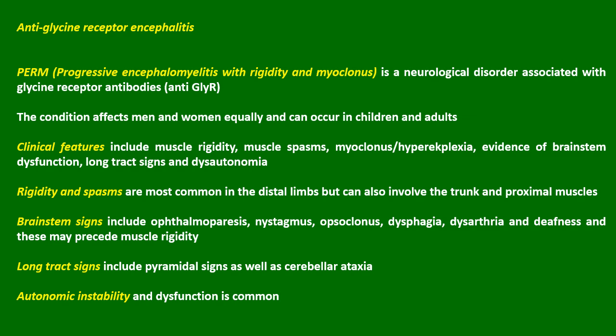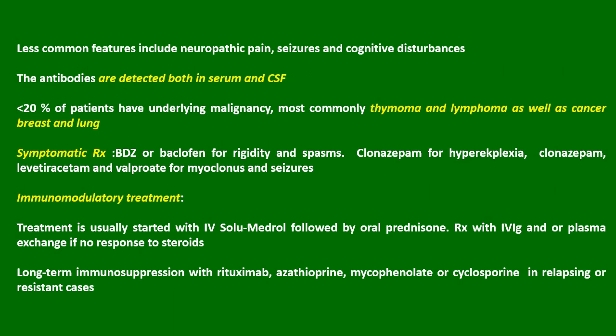Brainstem signs include ophthalmoparesis, nystagmus, opsoclonus, dysphagia, dysarthria, and deafness, and these may precede muscle rigidity. Long tract signs include pyramidal signs as well as cerebellar ataxia. Autonomic instability and dysfunction is common. Less common features include neuropathic pain as well as seizures and cognitive disturbances. Antibodies are detected both in serum and CSF. Less than 20% of patients have underlying malignancy, most commonly thymoma and lymphoma, as well as breast and lung cancer.